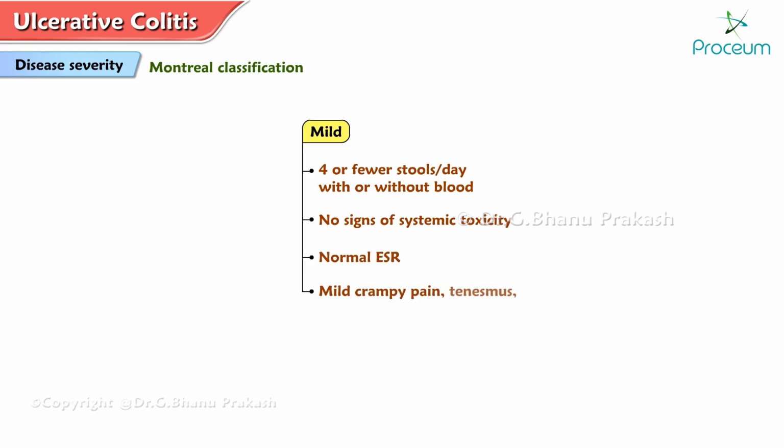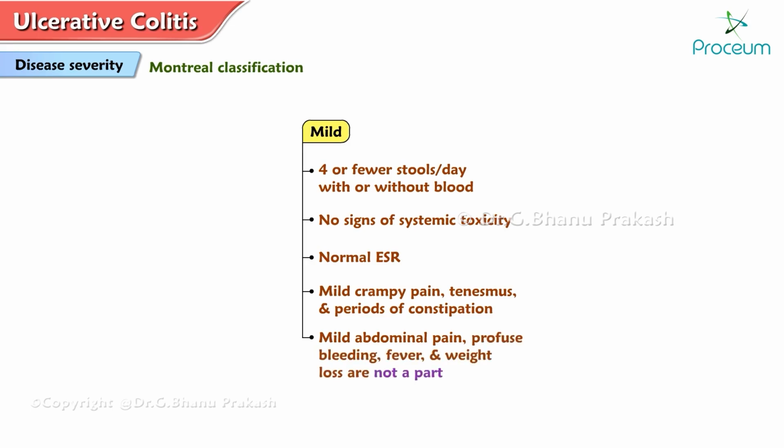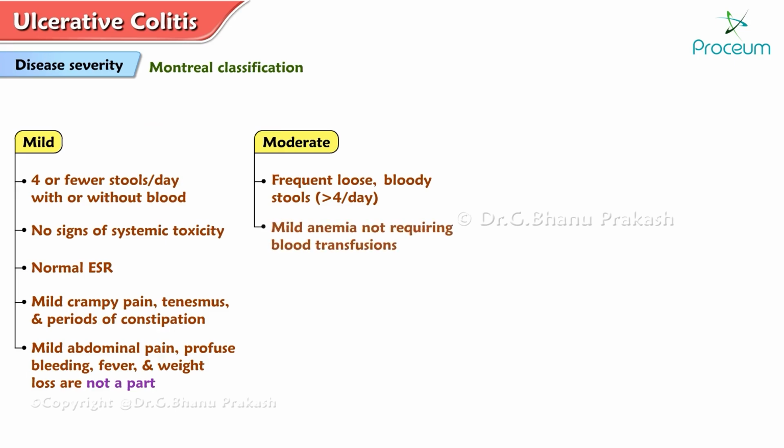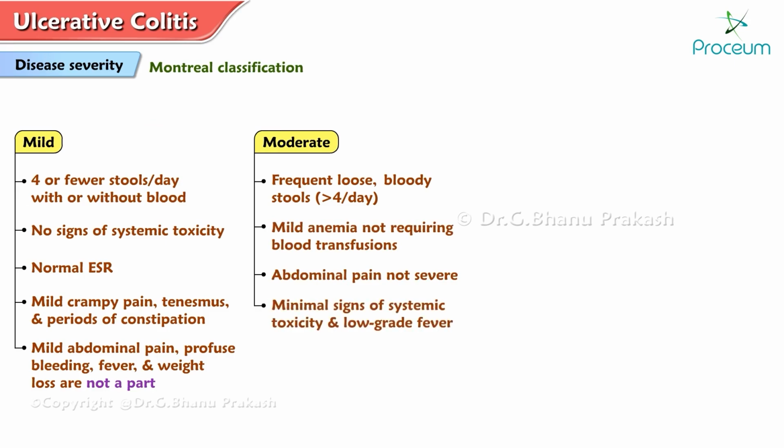Mild crampy pain, tenesmus, and periods of constipation are also common, but mild abdominal pain, profuse bleeding, fever, and weight loss are not part of the spectrum of mild disease. Patients with moderate clinical disease have frequent loose, bloody stools, greater than 4 per day, mild anemia not requiring blood transfusions, and abdominal pain that is not severe. Patients have minimal signs of systemic toxicity, including a low-grade fever. Adequate nutrition is usually maintained, and weight loss is not associated with moderate clinical disease.